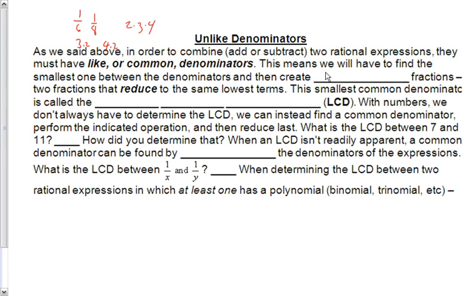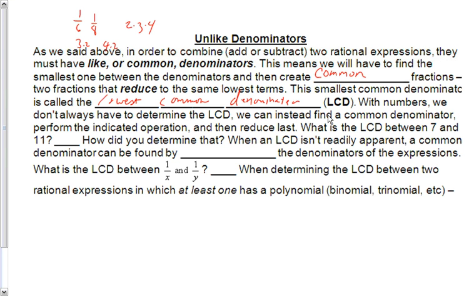Our first thing is we're going to find the smallest common denominator between the denominators, in other words, so that the fractions have the same denominators and reduce to lowest terms. The smallest common denominator is sometimes called the LCD, the lowest common denominator, which is the same as the lowest common multiple.